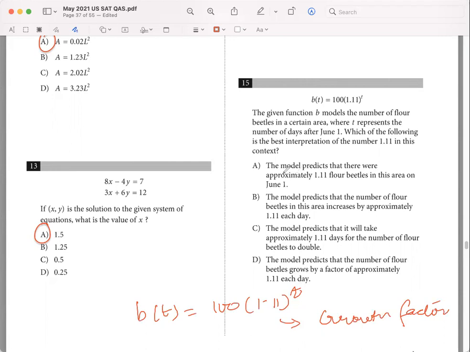So it predicts that there were approximately this many beetles on June 1. No, the number of beetles on June 1 is 100, so it's not A. The number increases by approximately 1.11 each day. The model predicts that it will take approximately... no, it's not about days, it's the factor. The number of flower beetles grows by a factor of approximately 1.11 each day. Right, it grows by a factor, not a number. This is wrong. So it is the factor of 1.11, not the number. So D.